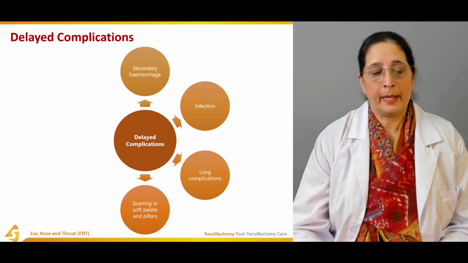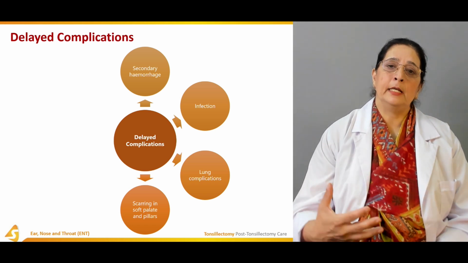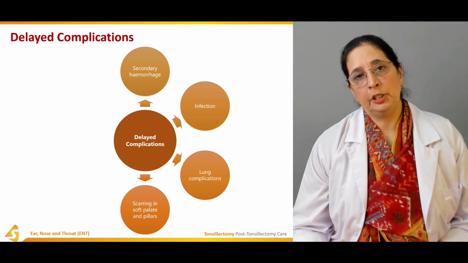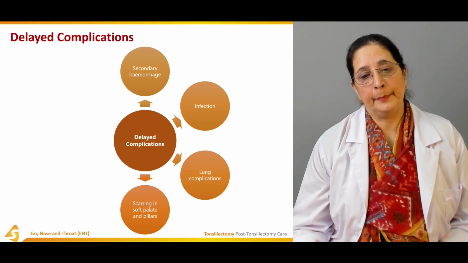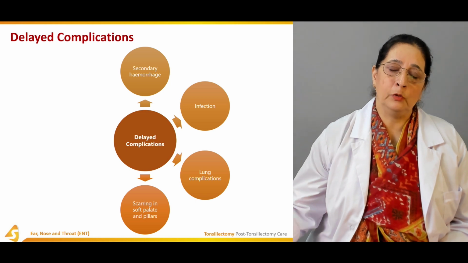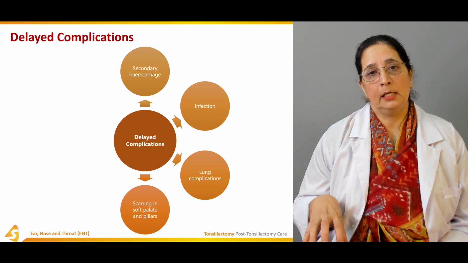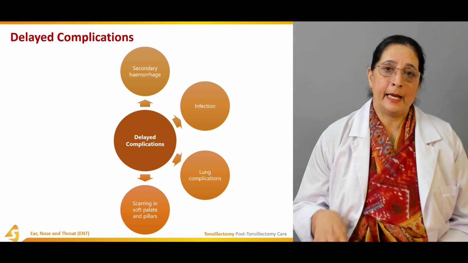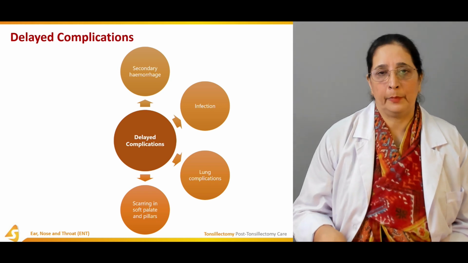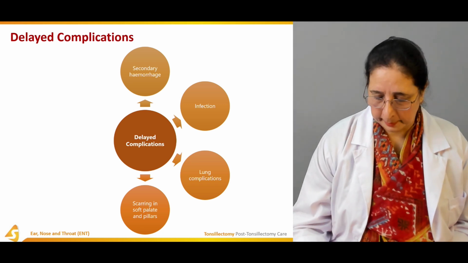Scarring in soft palate and pillars. As a result of the injury, we said that an immediate complication can be the injury to the tissues like soft palate and pillars, and when there is injury, naturally as time goes by, they will have scarring of the pillars and the soft palate. That scarring can pose a delayed or late complication of tonsillectomy. So that is also possible.